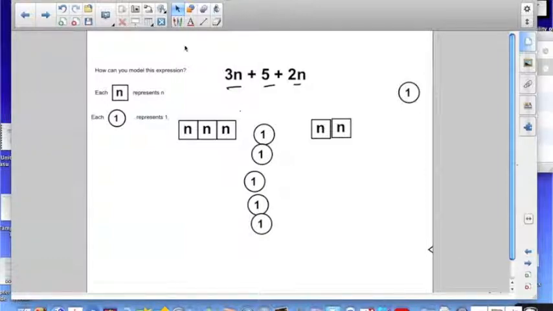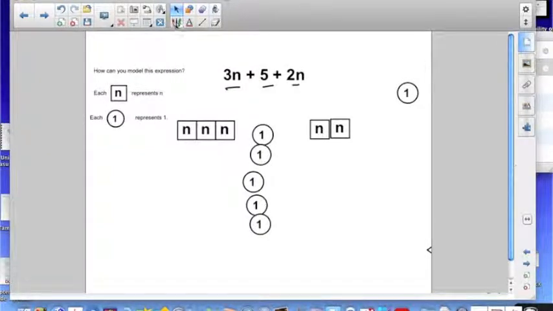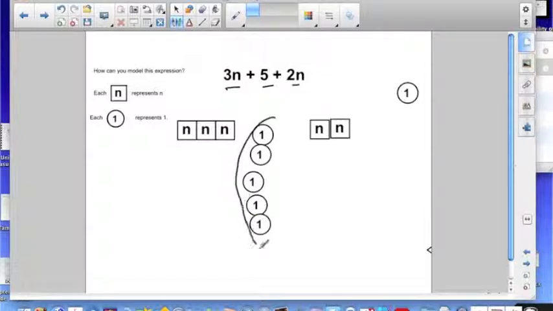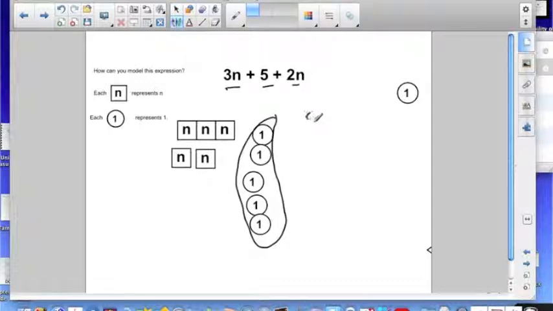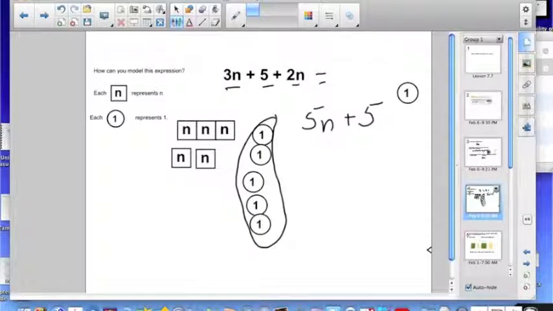We can't combine these with our n's, but our n's are like terms. So we can combine our 3n and our 2n. You can see that'll make 5n. 3n and 2n are like terms, so we can combine them. We cannot combine them with our numeric term, so we have 5n plus 5. So 3n plus 5 plus 2n is equivalent to 5n plus 5.